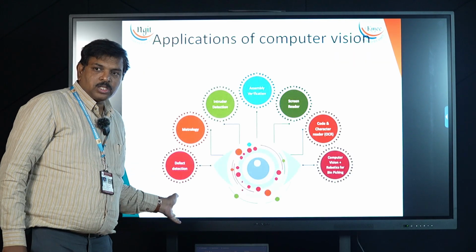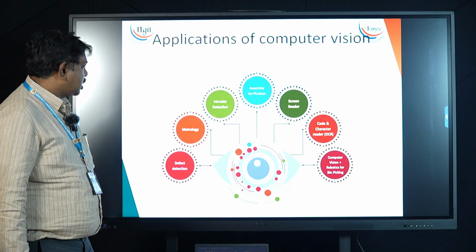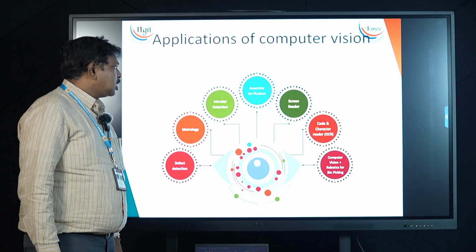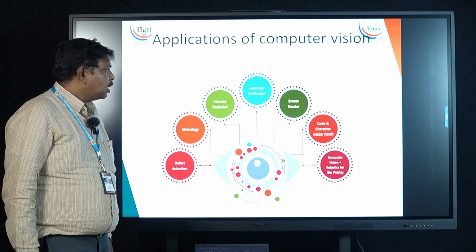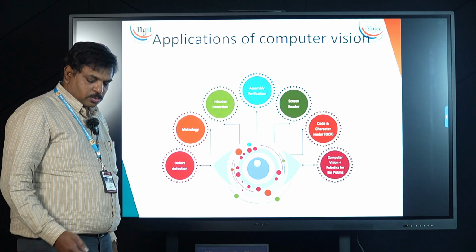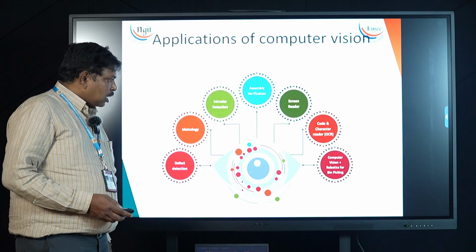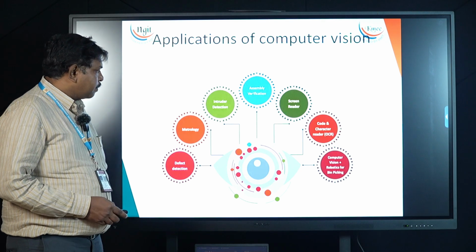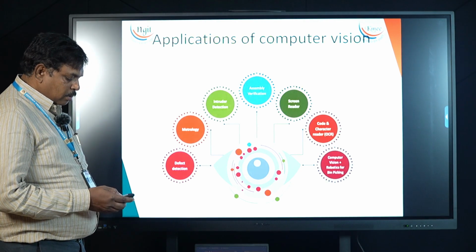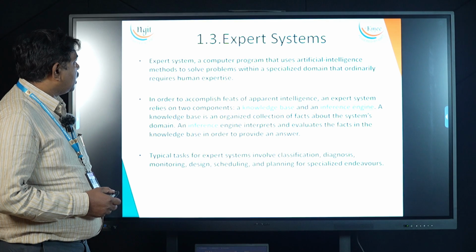We have several applications of computer vision, like detecting defects, metrology, intruder detection, assembly verification, screen readers, OCRs, and robotics. So it is a main sub area of AI.